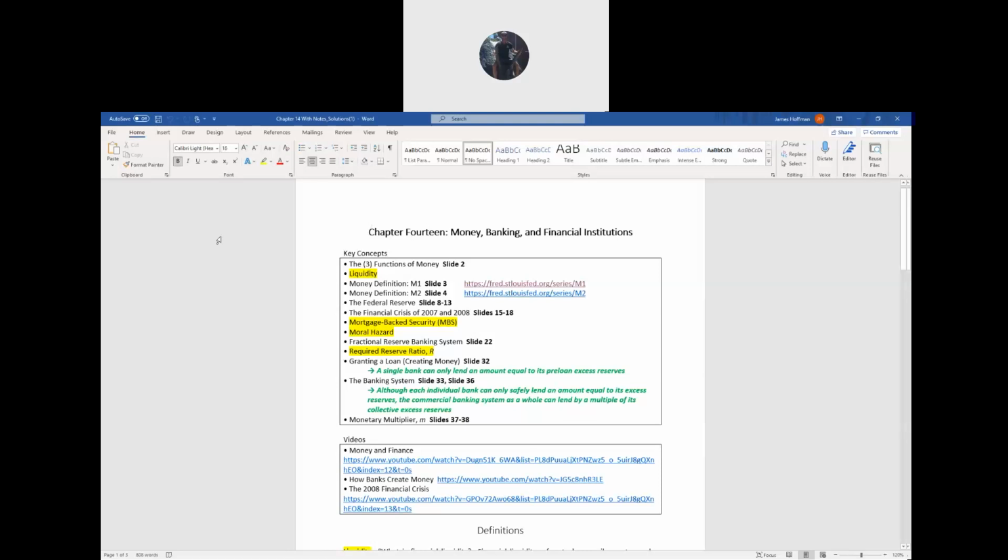Okay, so chapter 14 is a long chapter if you have the textbook. It's a pretty informative chapter, but I think it's one of the longer ones, if not the longest, if you have the textbook and are doing the reading. So, money, banking and financial institutions. Let's start. We've got a bunch of key concepts and definitions in this chapter. The first thing is going to be the three functions of money on slide 2.